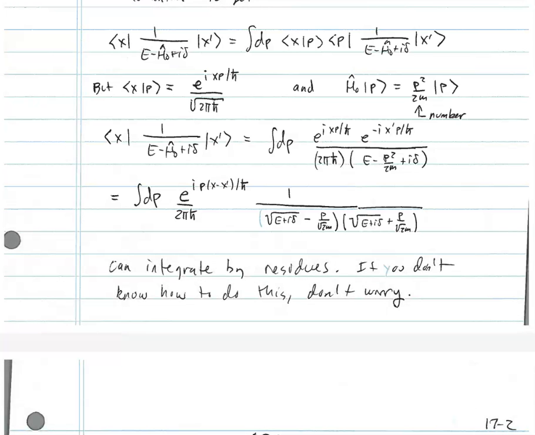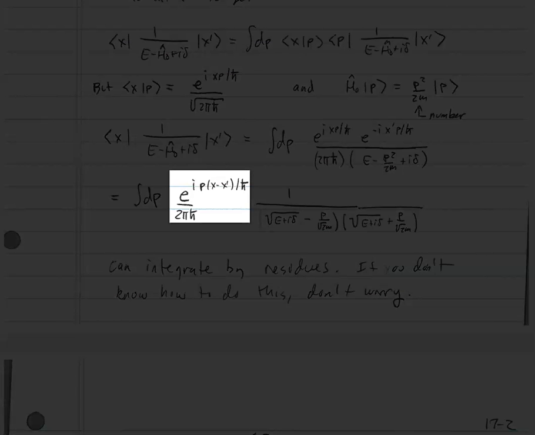Now that integral is a one-dimensional integral. It can actually be integrated by the method of residues. If you don't know how to do that, don't worry, but then you just have to trust that I'm going to tell you what the correct answer is for that integral. If you do know the method of residues, you might want to try to work it out. The key is that you're going to have to pick whether you close the integral in the upper half plane or the lower half plane, depending upon whether x minus x prime is positive or negative.